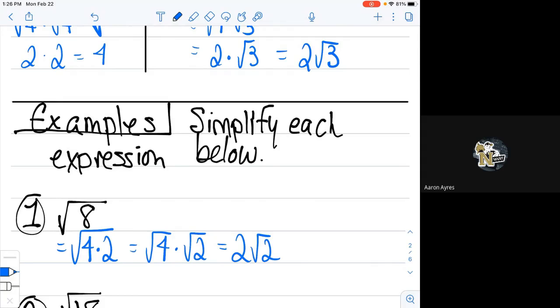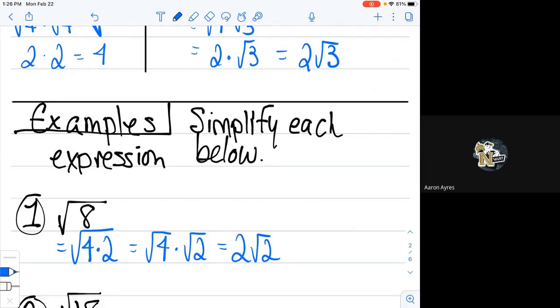What if 8 times 1? Yeah, but you don't want to use 1 because it's redundant. Because if you do 1 times 8, then you have the square root of 1, which is 1, times the square root of 8, and you're back to where you started. You started out with the square root of 8, right? So you made no progress.